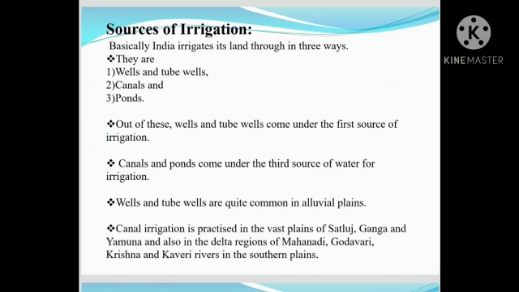Wells and tube wells are quite common in the alluvial plains. Canal irrigation is practiced in the vast plains of Satluj, Ganga and Yamuna, and also in the delta regions of the Mahanadi, Godavari, Krishna and Kaveri rivers in the southern plain.